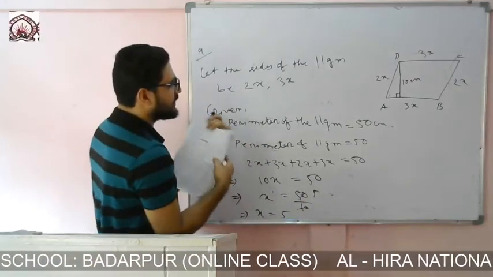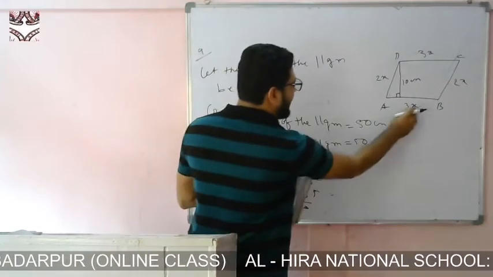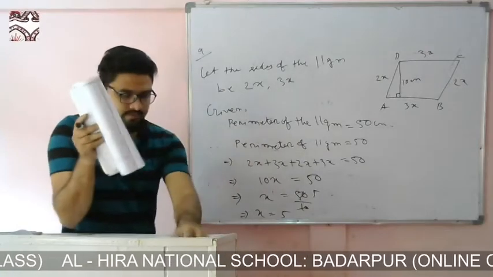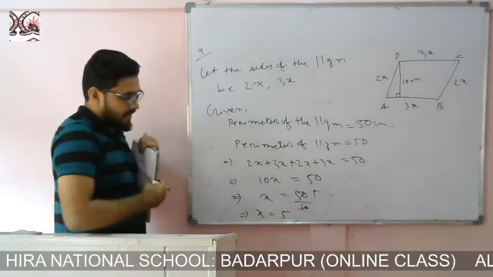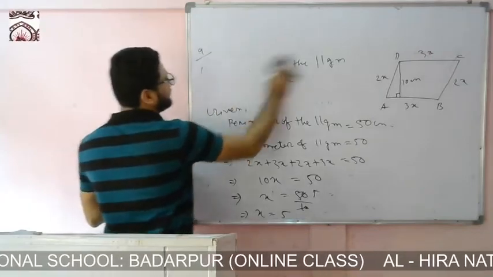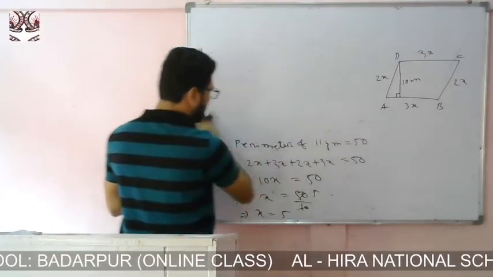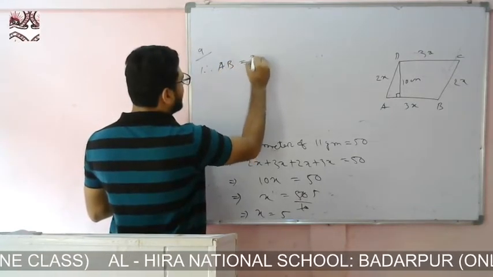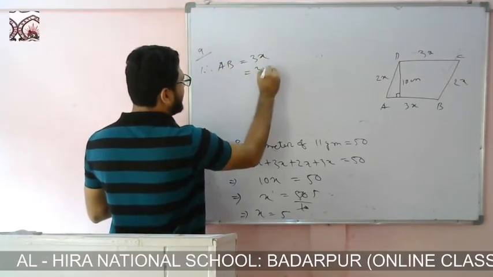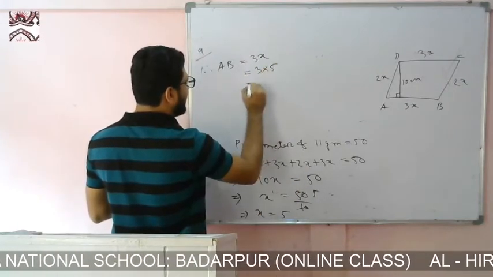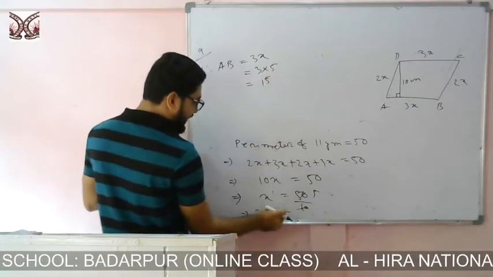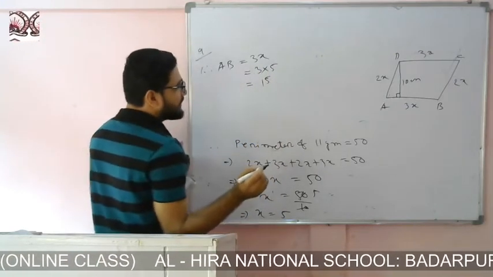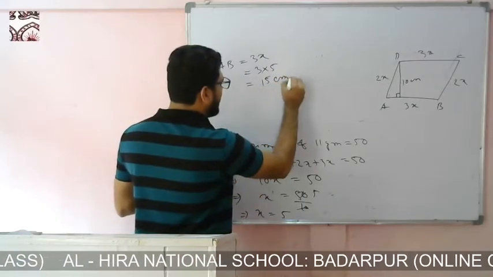That means AB will be 5 into 3, that means 15. So write, after that, therefore AB equals thrice x. Then 3 into x, what we found? X we found 5. So 5 into 3 is 15 centimeter.